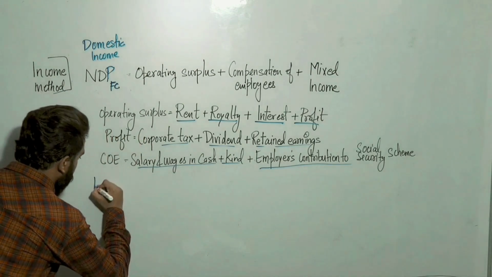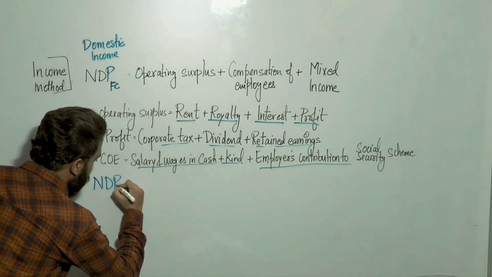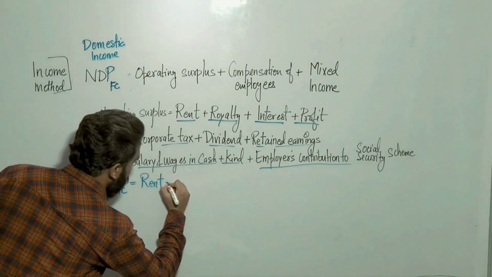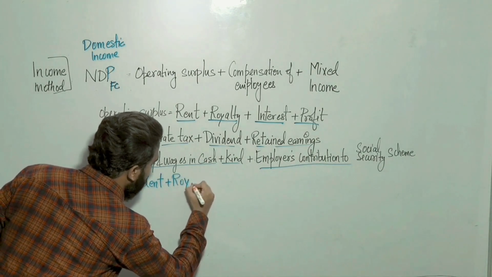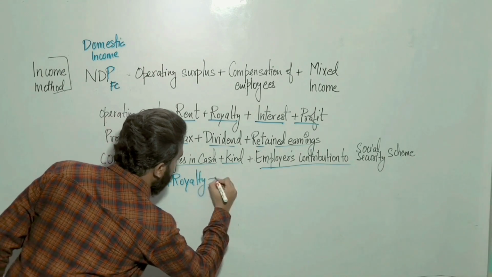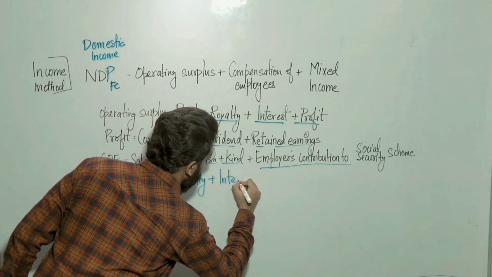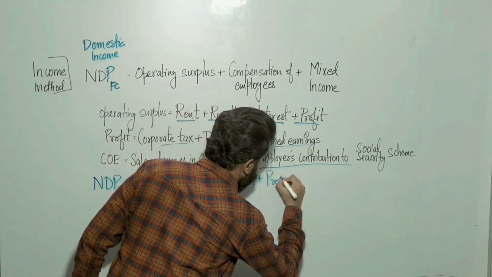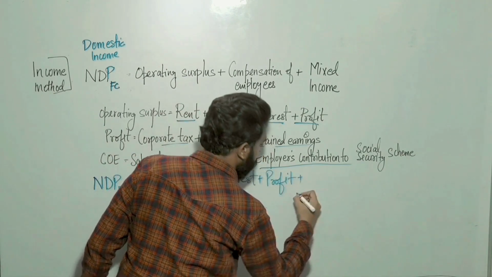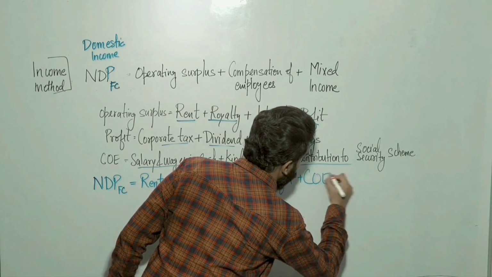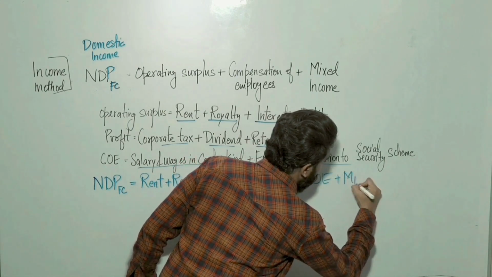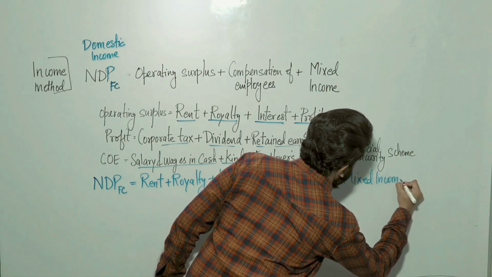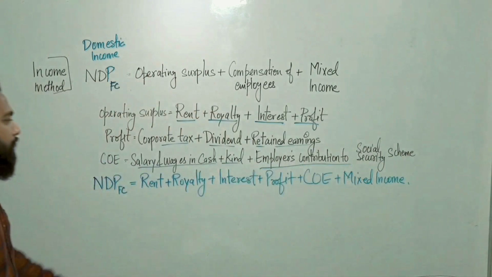In short, we can write that NDP-FC is equal to rent plus royalty plus interest plus profit plus compensation of employees and plus mixed income. So this is your formula.